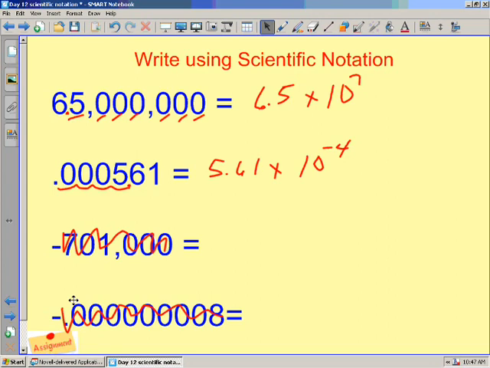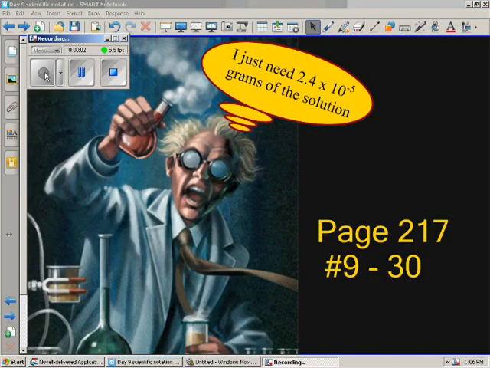Our assignment: these assignments on page 217, numbers 9 through 30.